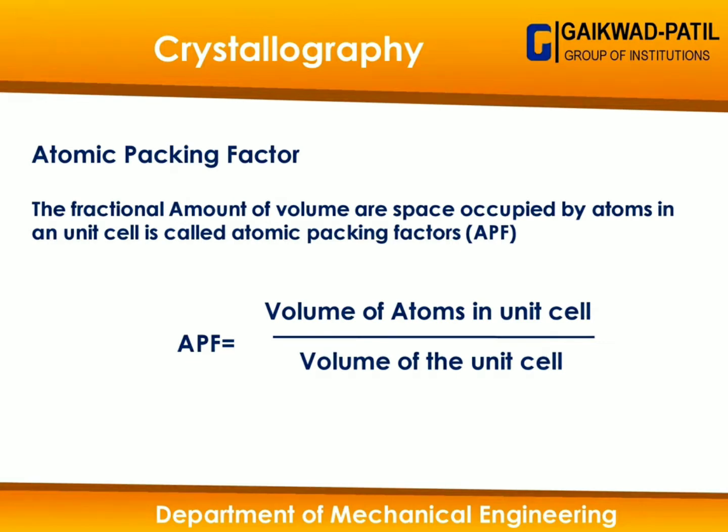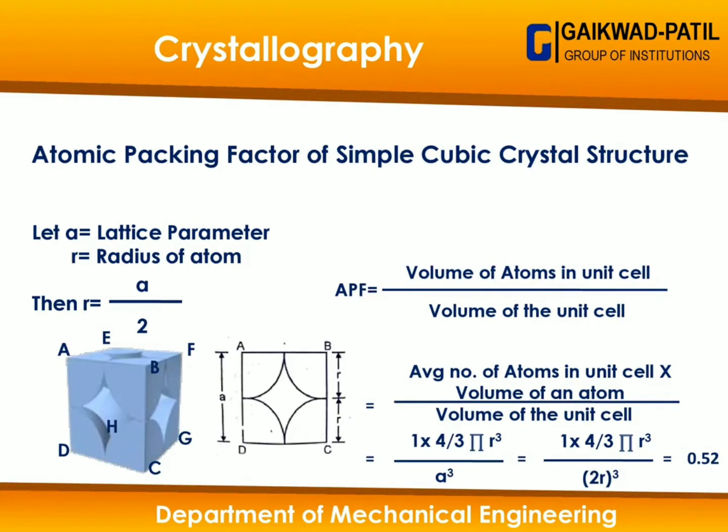So, basically it is a ratio between the volume of atoms in the unit cell upon the volume of the unit cell, right? First of all, we are going to see the atomic packing factor for the simple cubic crystal structure. In a simple cubic crystal structure, we consider a simple cubical form with one atom at each corner of a unit cell. Let us consider small a as the lattice parameter and r as the atom radius. Then we first need to calculate the r value.